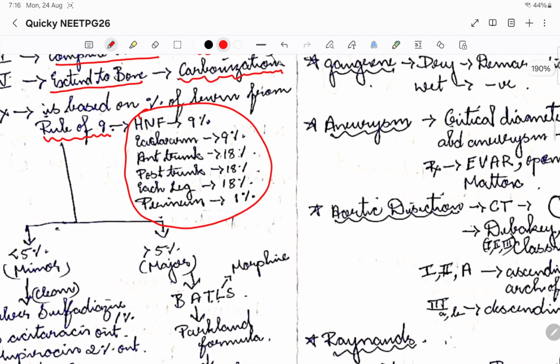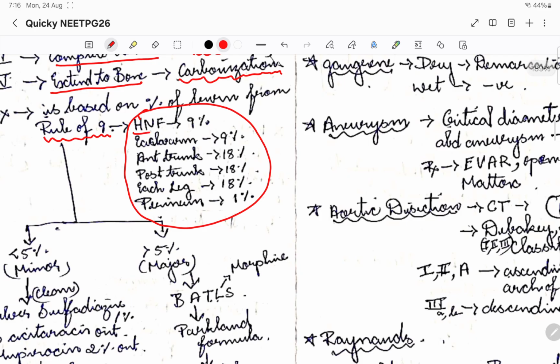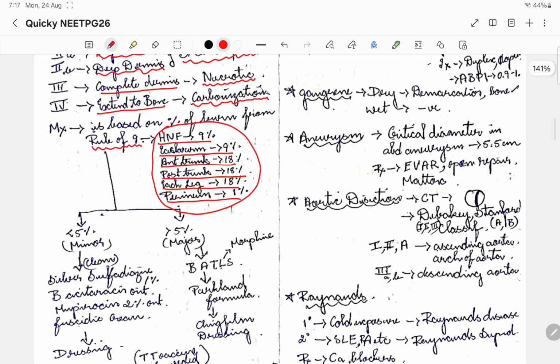So the rule of 9: for head, neck and face, it is going to be 9%. Then for each arm it is going to be 9%, anterior trunk 18%, then posterior trunk 18%, each leg is going to be 18%, then the perineum is 1%. Please remember these values. Please paste this in your sticky note.